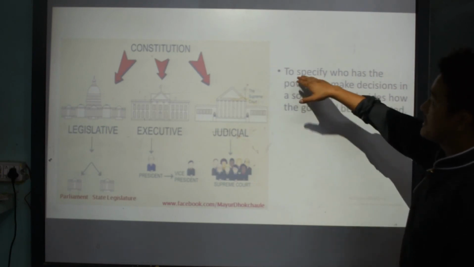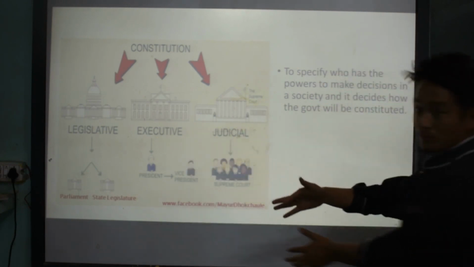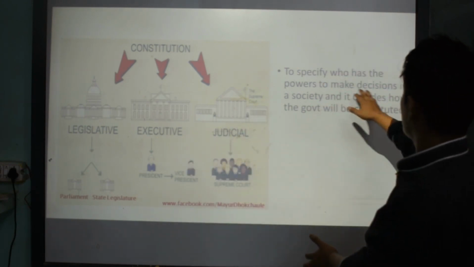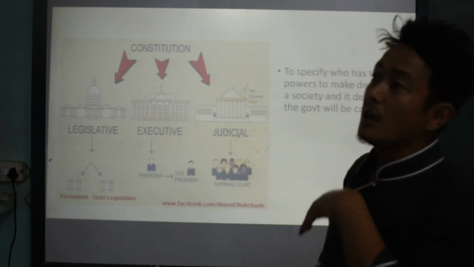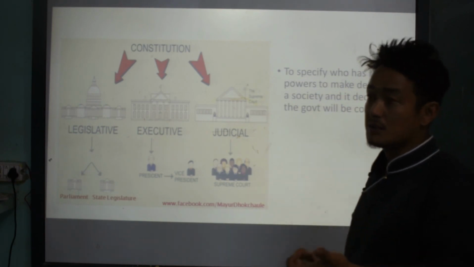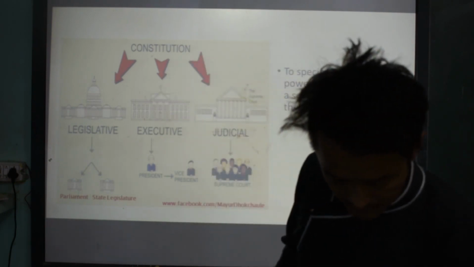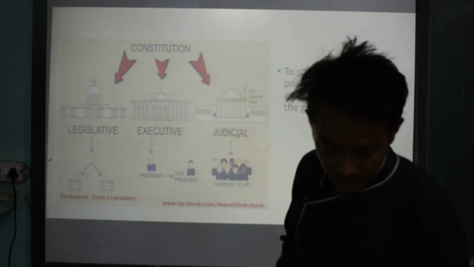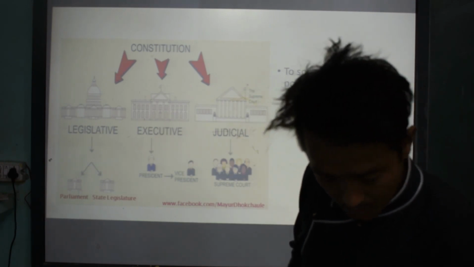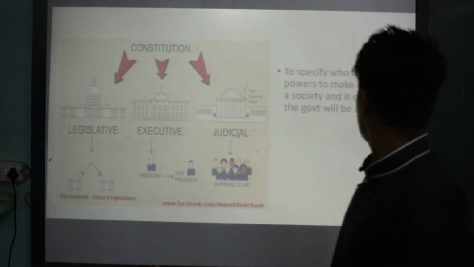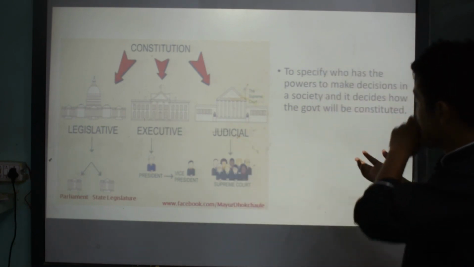So basically what they did is they try to specify the powers between the three institutions and make a decision in the society, and it decides how the government will be constituted. So it will guide the states on how the state should be run. Okay. All right. Now allocation done, but in a specific decision-making powers. Okay, and I almost forgot one important point.